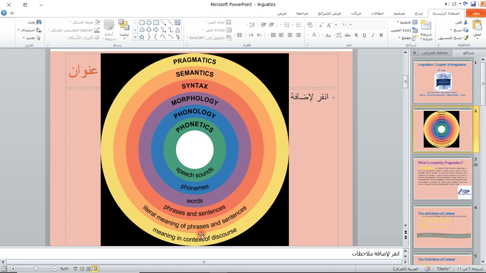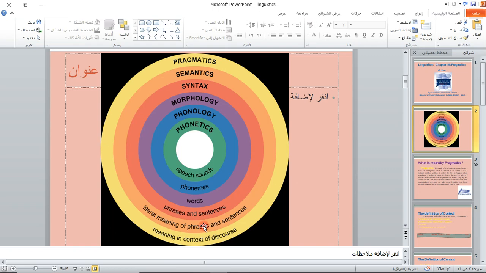Linguistics means the scientific study of language. It has different branches and fields. One of them is phonetics, which deals with speech sounds. Phonology deals with phonemes and patterns of speech sounds. Morphology deals with word structure and morphemes, the smallest meaningful unit in a language. Syntax deals with phrases and sentences.